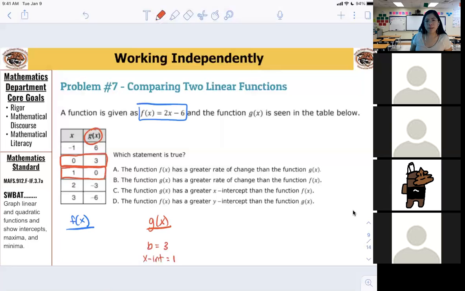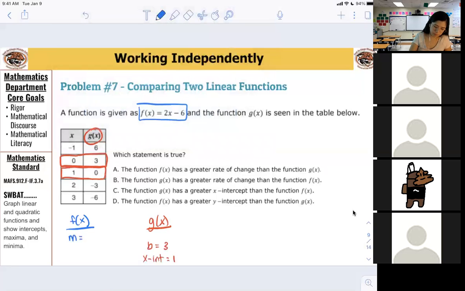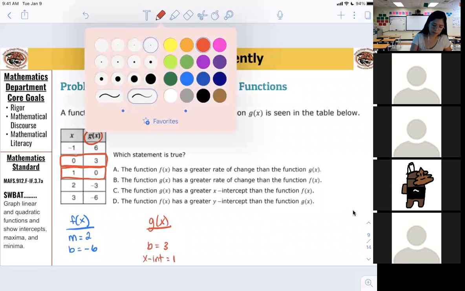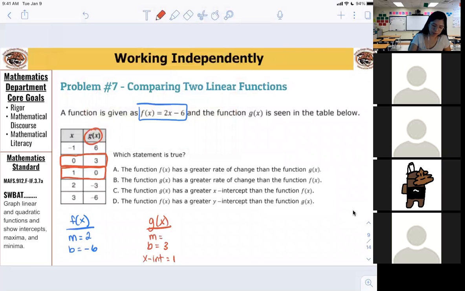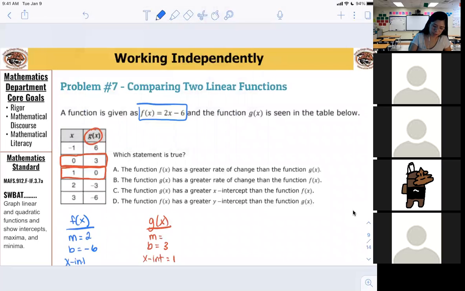All right, can anyone tell me something else I know about either of these? For f of x, we already know the m and we already know the b. Good. What is the m? 2. And what is the b? -6. Good. So there's just 2 things I need to figure out. For g of x, I need to figure out the slope. And for f of x, I need to figure out the x-intercept. So can anyone tell me how to do one of these 2 things?